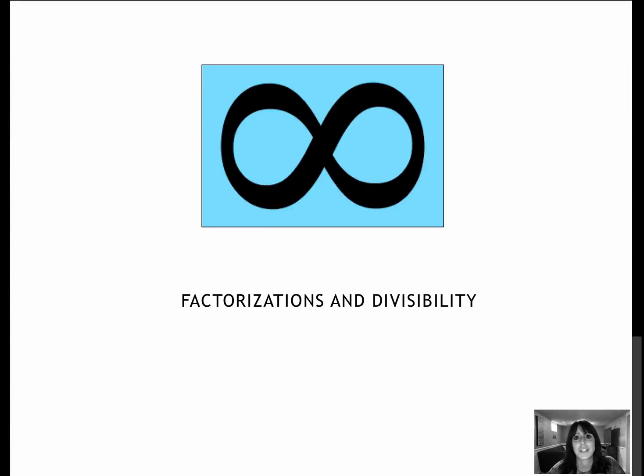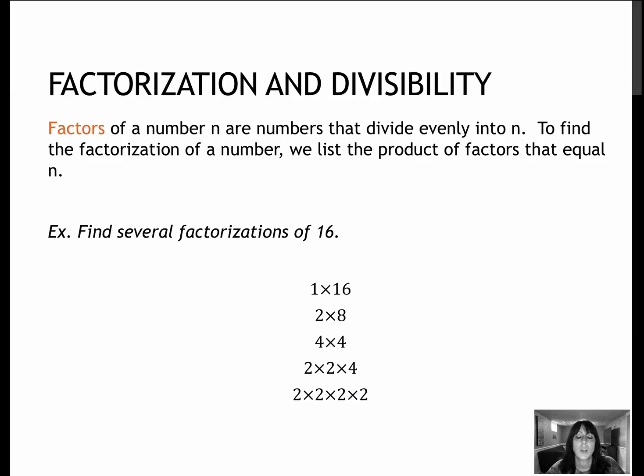This lesson is on factorizations and divisibility. When we factor something, we are looking for the numbers or factors that divide evenly into another number. For instance, the number 16 has several pairs of factors or sets of factors. If I take 1 times 16, that gives me 16. 2 times 8, 4 times 4, 2 times 2 times 4, or 2 times 2 times 2 times 2. These are all options when I'm looking for a factorization of 16.